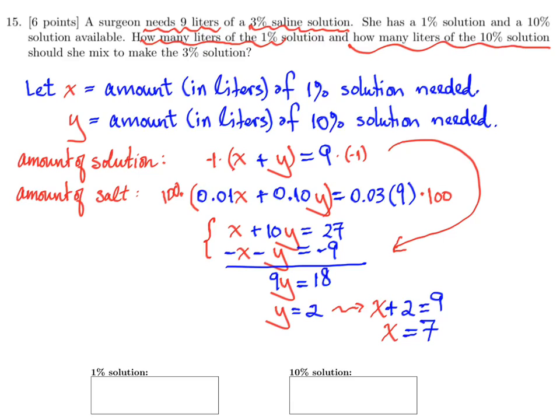So X was the 1% solution, so that means the first answer is 7 liters. And then the other answer, the 10% solution, she's got to use 2 liters of that one. 7 plus 2 equals 9 liters. And if we plug these numbers into the second equation, that also works.